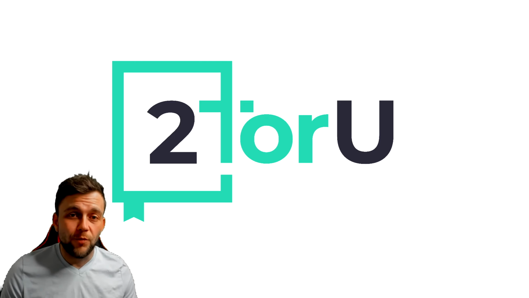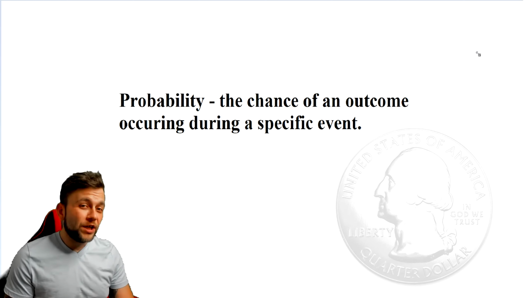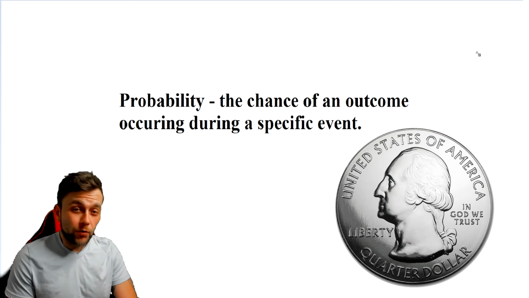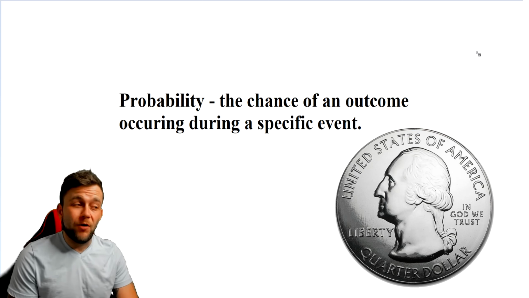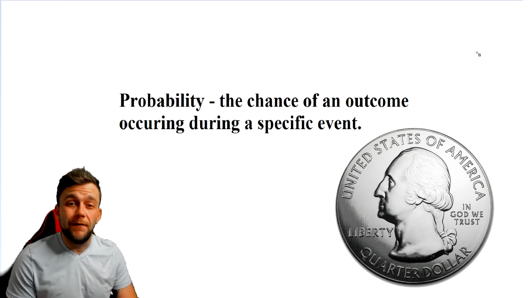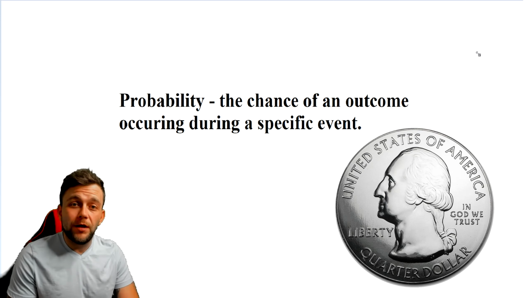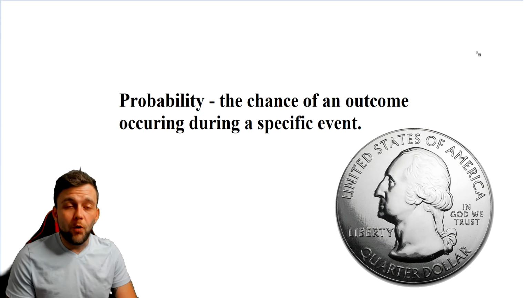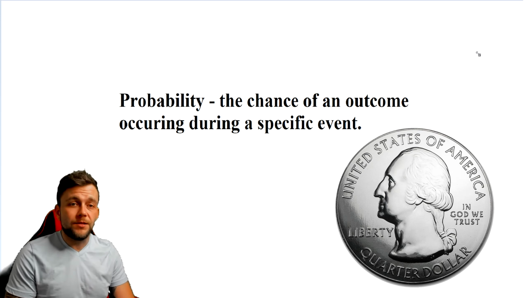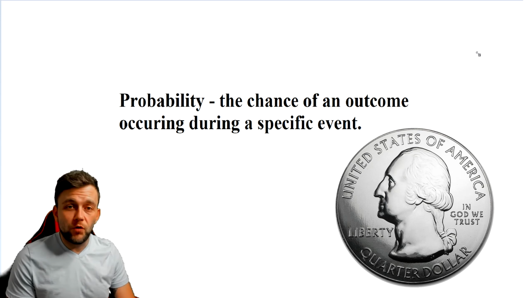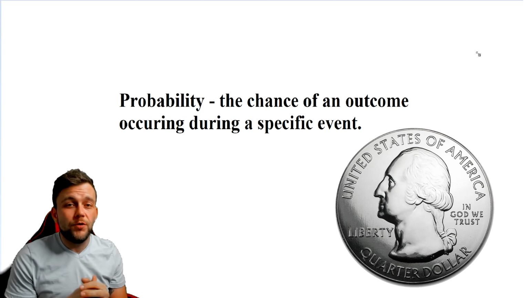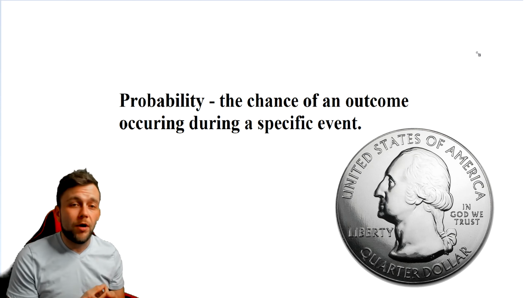Otherwise, let's get started with an example problem. Before we get started, I want to give you a loose idea of what probability is. And that is the chance of an outcome occurring during a specific event. So if you flip your quarter, if you have one nearby, there's a 1 out of 2 chance that it is heads. There is a 1 out of 2 chance that it is tails. Just to give you that loose initial idea of what a probability is.